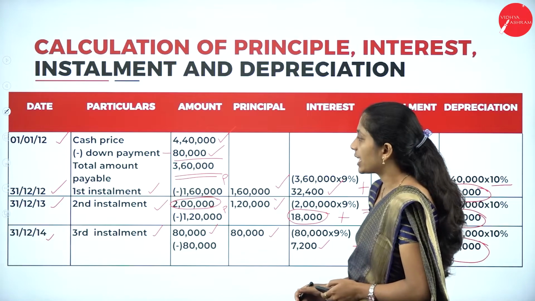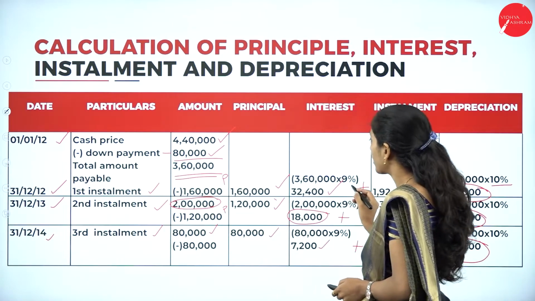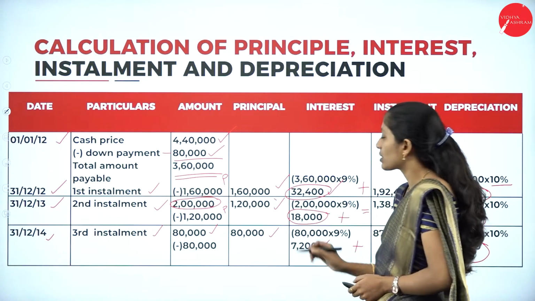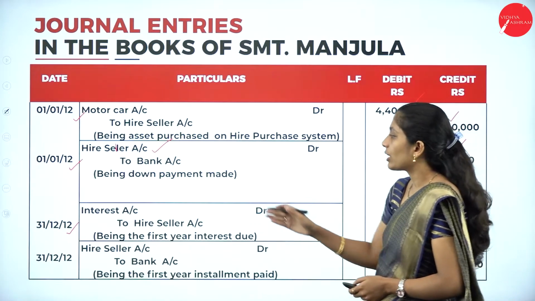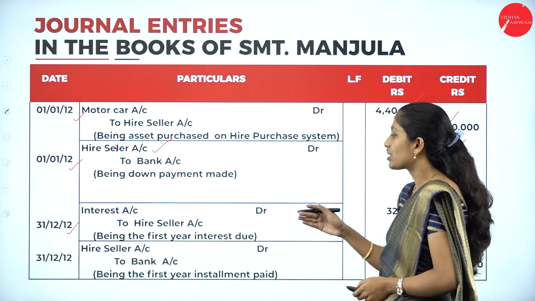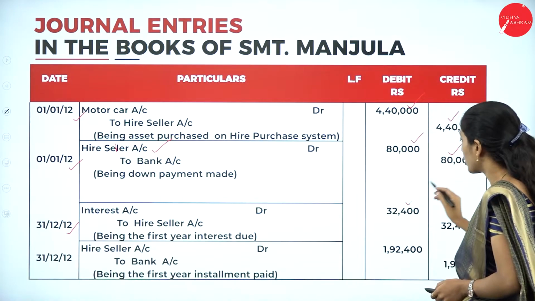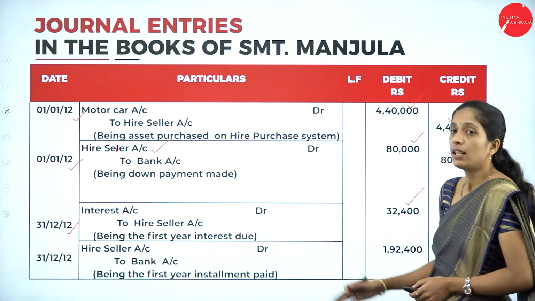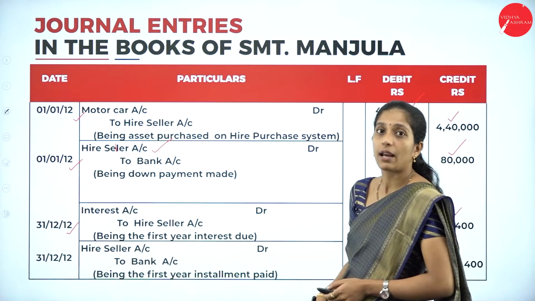Now what is the first year interest? We have already calculated it: 32,400. So your entry will be interest account debit to hire seller account, being the first year interest due. How much? 32,400.